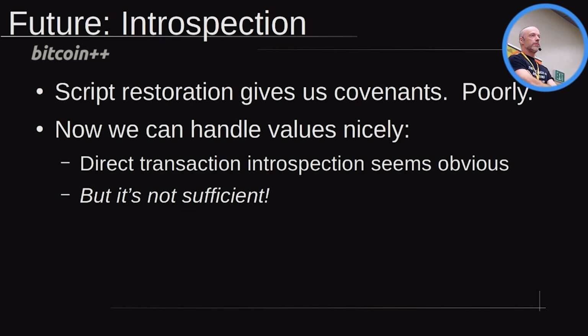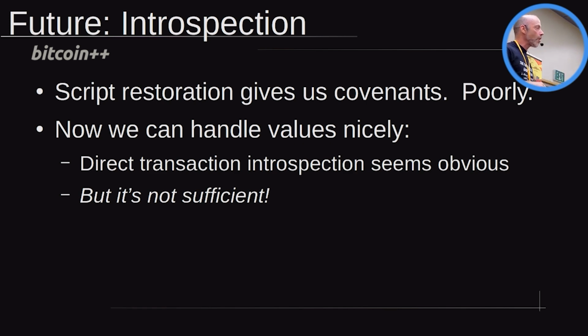It's worth noting, Upcat by itself, and certainly the other opcodes, give us covenants badly, right? We've got them badly. And now we can handle values nicely. We can actually deal with 64-bit values in the same way and everything else. It seems obvious that let's just give ourselves direct introspection. Let's just ask, what is the value of this? But I want to make a very good point here that that is not sufficient.